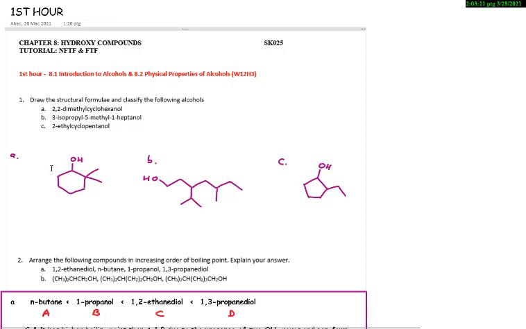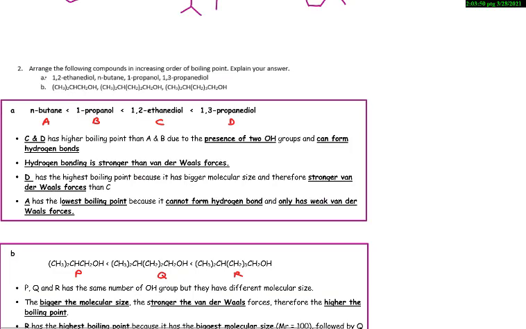For A, 2,2-dimethyl cyclohexanol. For B, 3-isopropyl, 5-methyl, and 1-heptanol. For C, you have a 2-ethyl cyclopentanol. Okay, for second question, arrange the following compounds in increasing order of boiling point.